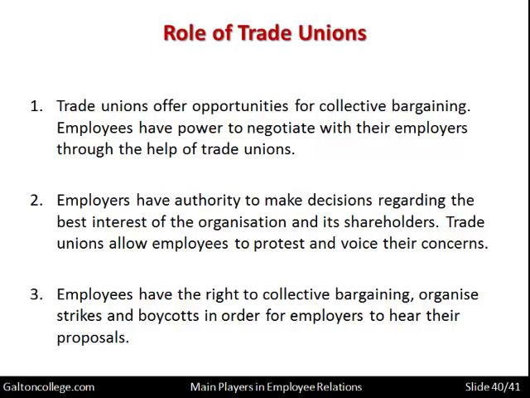These are a few of the ideas about the main players in the employee relations setting. As I said, it really boils down to two, to the employees and the employers. But there are others, the government, who set the framework. There may be the trade unions who influence the types of negotiations and the outcomes and can organise disputes, organise action, I should say, related to disputes, if that's required.